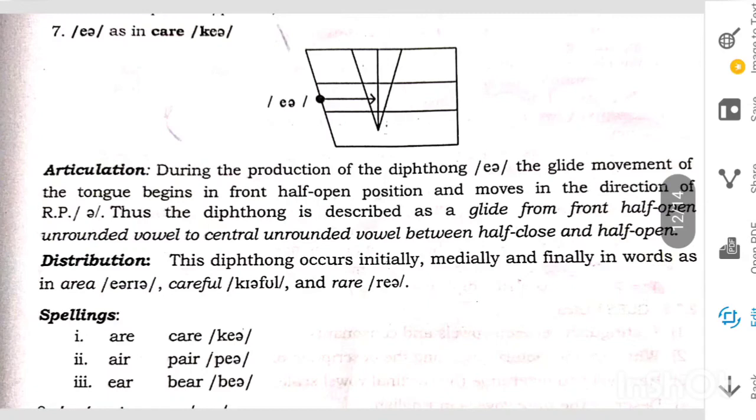Moving on to the spellings. Here in the word care, A, R and E stand for the glide air. And in pair, A, I and R stand for the glide air. And in the final word given, bear, E, A and R are the letters that stand for the glide air.